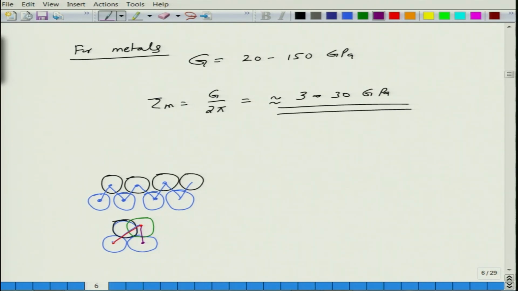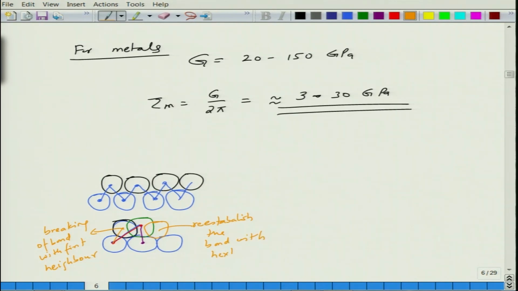So, what you need to do is that you need to break the bond here, break the first bond, then you go to the next position, okay, and then when it goes to the next position it sits here. So, it breaks the bond with the first atom. So, first is the breaking of bond with the first neighbor, and then it re-establishes the bond with the next neighbor.